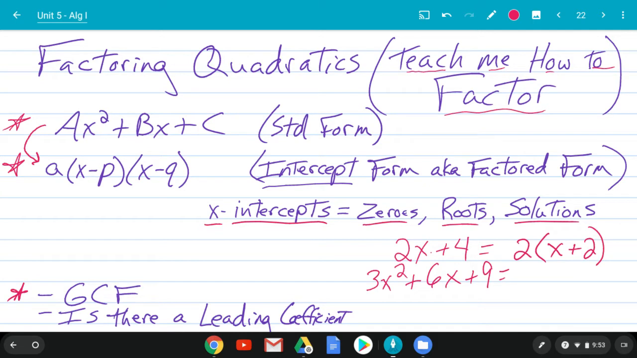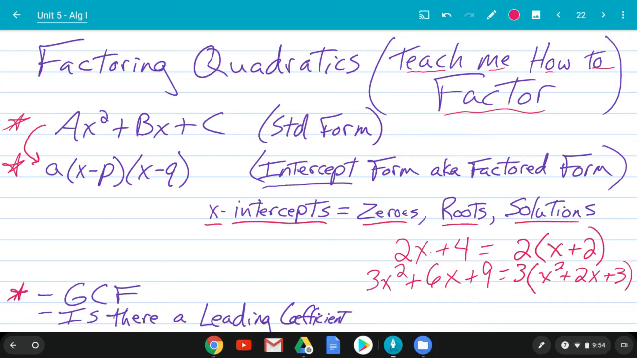Everybody see how that was done? Let's do the second one. What's the GCF? What number goes into 3x squared plus 6x plus 9? Everybody said 3. Yes, so I can pull out a 3. Remember, when I'm finding a GCF, I'm really dividing. How many times does 3 go into 3x squared? It goes in x squared times. How many times does 3 go into 6x? 2x. How many times does 3 go into 9? 3. We just factored out a 3.